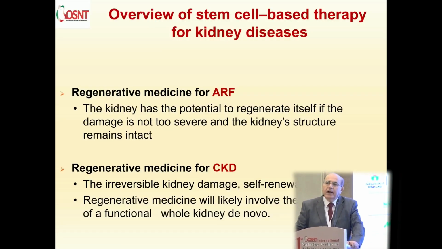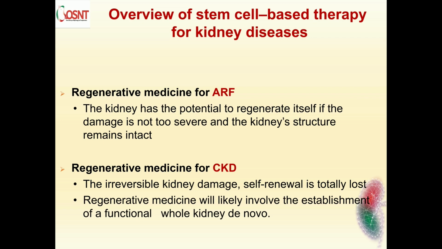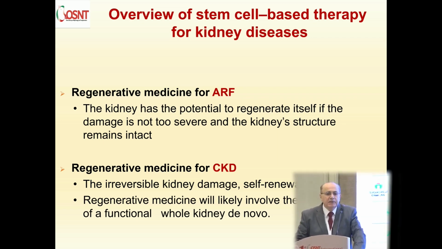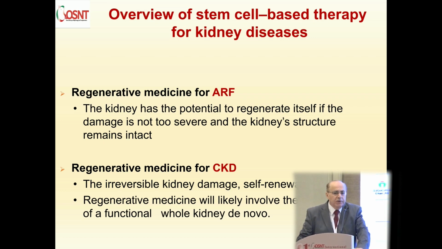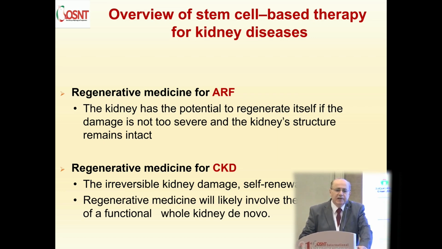As you know, we have two sectors in kidney disease which are somehow different: acute renal failure and chronic kidney disease. Regenerative medicine for acute renal failure is completely different, because the kidney has the potential to regenerate itself if the damage is not too severe and the kidney structure remains intact. The opposite is true for chronic kidney disease, the irreversible kidney damage, where self-renewal is totally lost. So regenerative medicine here will involve the establishment of a functional whole kidney de novo.